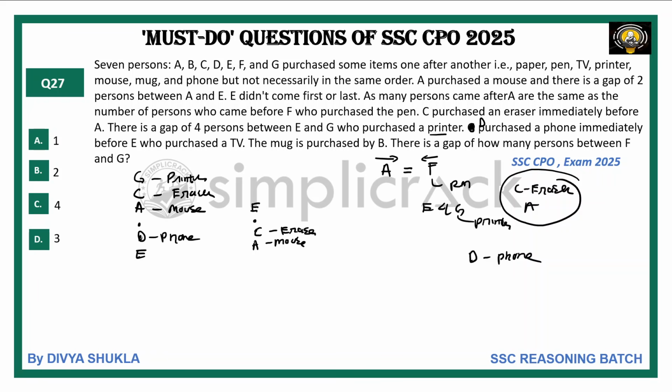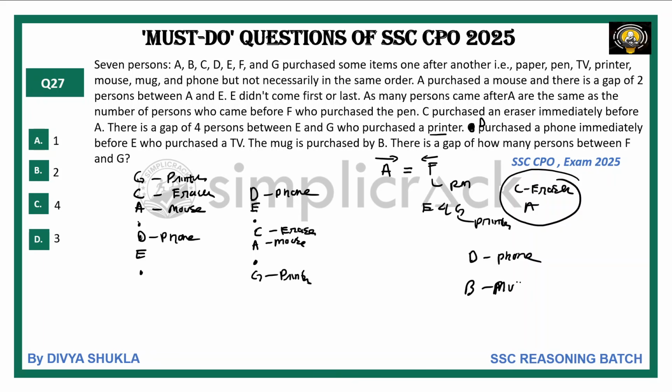In this case, 3 persons I was already having, and that means D phone is present here. Also four people in between E and G. Understand? I'm having 3 people already. That means 1 extra person, so you can adjust G here. G printer would be present here. How many persons are there? 1, 2, 3, 4, 5, 6. That means 1 person is present here. 1, 2, 3, 4, 5, 6, 7. This arrangement is done. B is purchasing a mug.